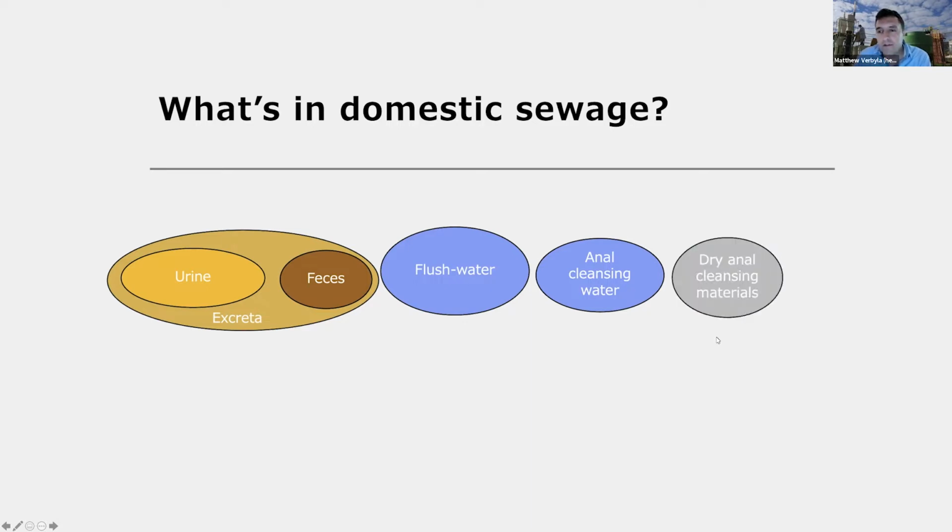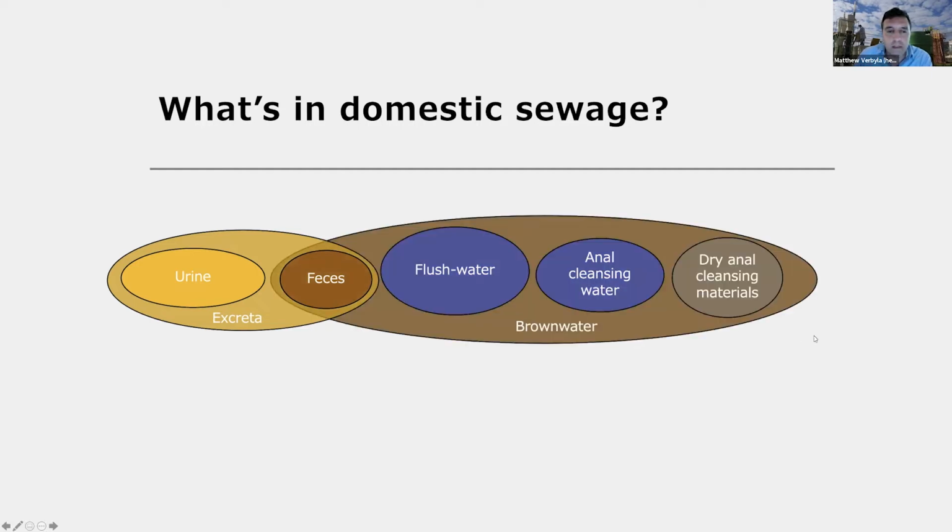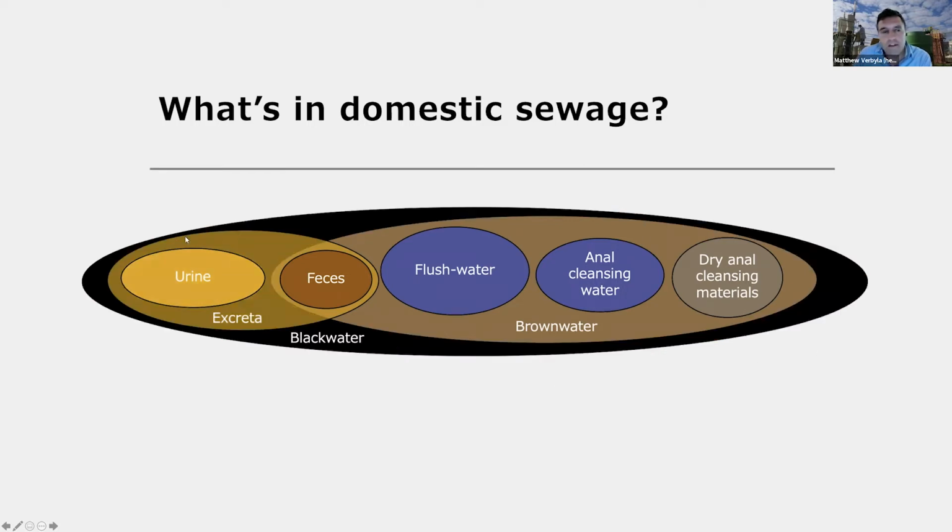And in some cultures, dry anal cleansing materials are used, like toilet paper. And so those materials may also be disposed of in the toilet or flushed down the toilet. Collectively, all of these materials, with the exception of urine, are usually referred to as brown water. So this would be the case of a toilet where urine is collected separately. And if all of it is collected together in the same toilet, then this would be referred to as black water.